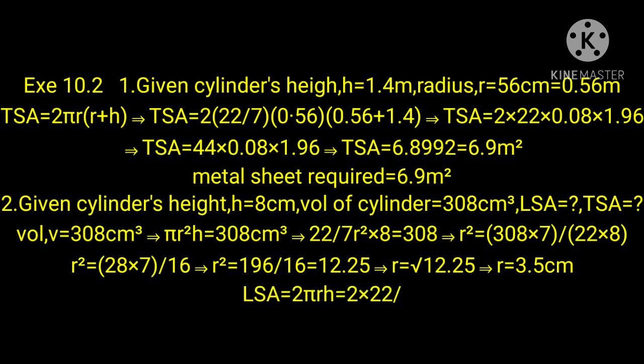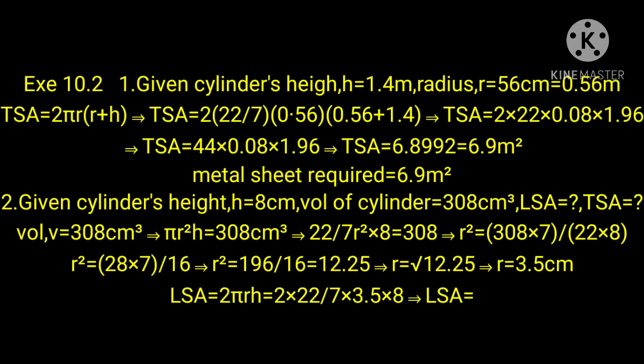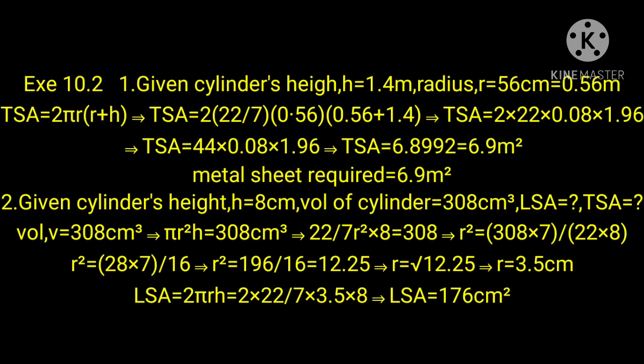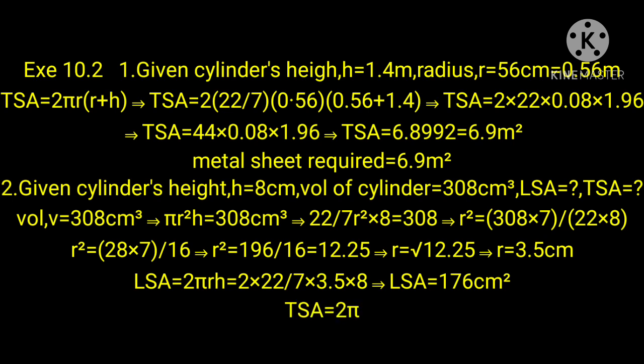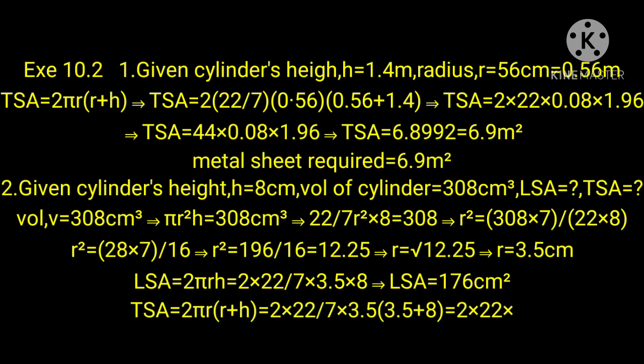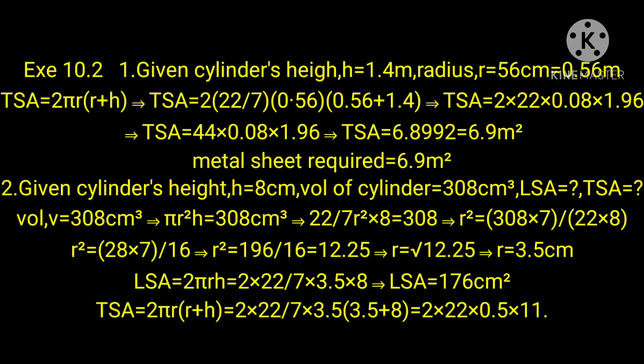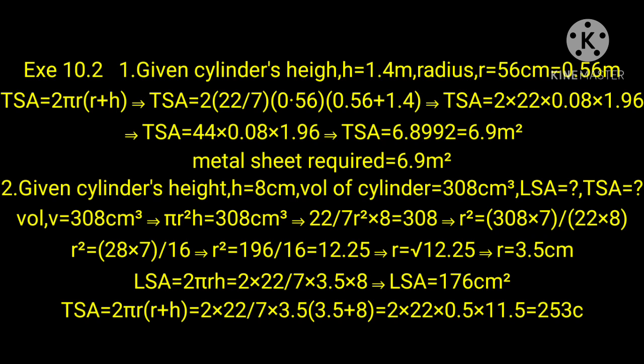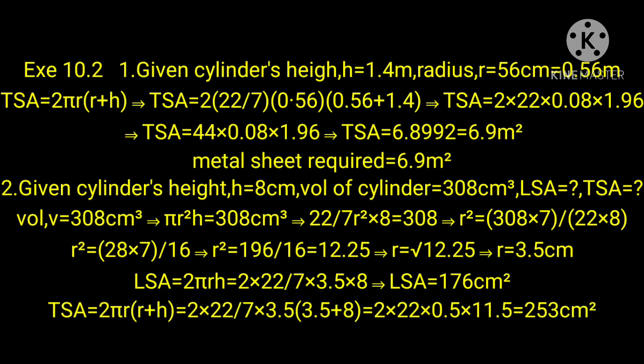Then LSA is equal to 2 pi r h, is equal to 2 into pi is 22 by 7 into r is 3.5 into height h 8, which implies LSA is equal to 176. After cutting and multiplying, we get 176 centimeters square. Then TSA is equal to 2 pi r into (r plus h), is equal to 2 into 22 by 7 into 3.5 into (3.5 plus 8), is equal to 2 into 22 into 0.5 into 11.5, that is equal to 253 centimeters square. That is the TSA of the cylinder.